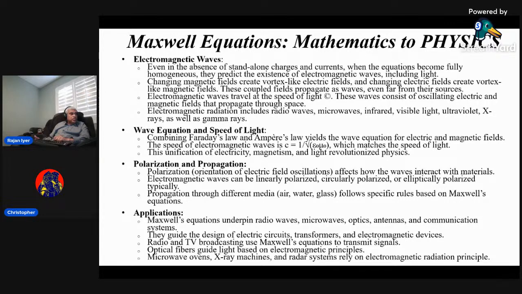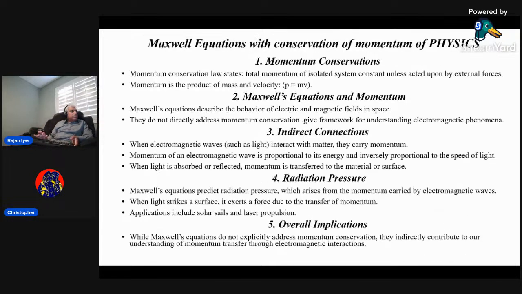Microwave ovens that we use a lot, X-ray machines, radar systems, they all depend on the electromagnetic radiation principle that is developed from Maxwell equations. So they are immense. We briefly touch upon it, and it's very important to pay more attention. That's one of the reasons we are going back to the history of physics, the backbone of the history of physics, which is the conservation laws.